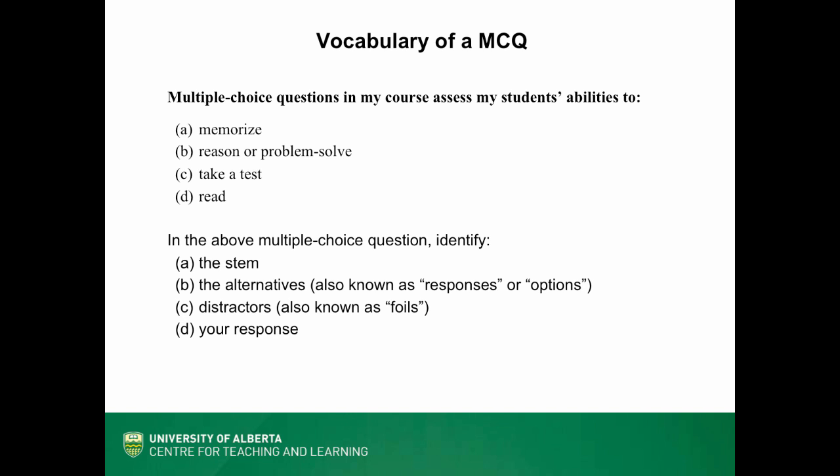In this multiple choice question, the STEM is the statement at the top, which is usually phrased as a statement or a question, sometimes as a fill in the gap. "Multiple choice questions in my course assess my students' abilities to" is the STEM. The alternatives are the A, B, C, and D in the question. Distractors are the incorrect answers because, well, they want to distract the students from the correct response.